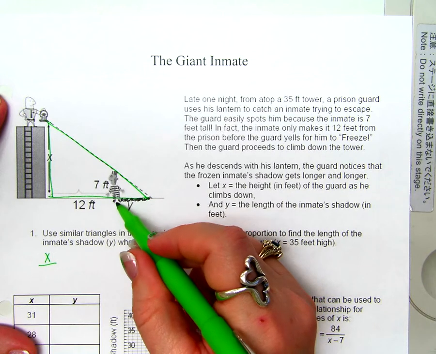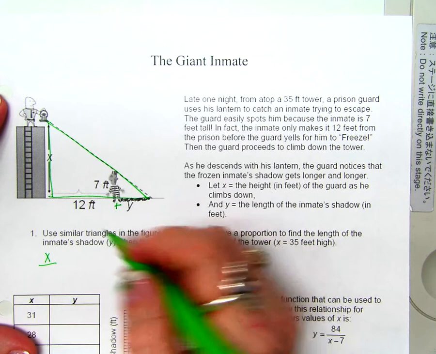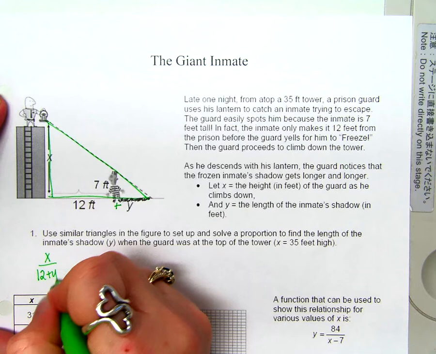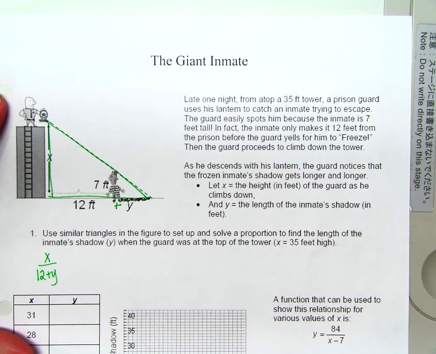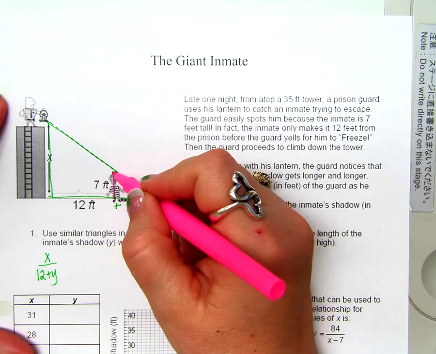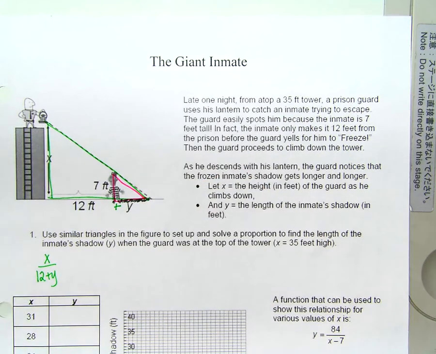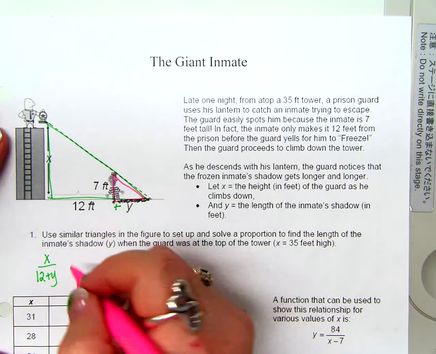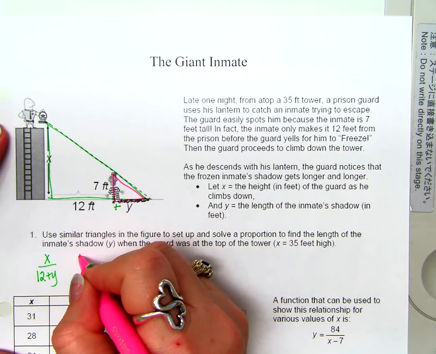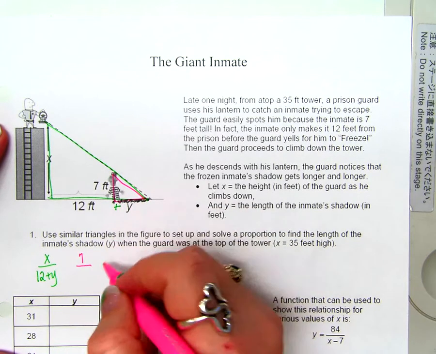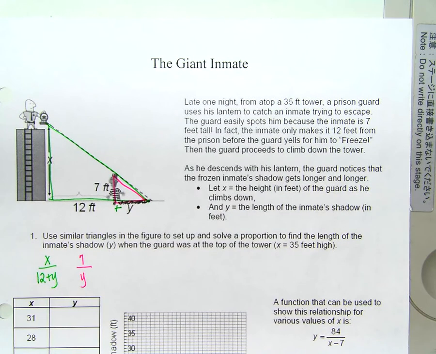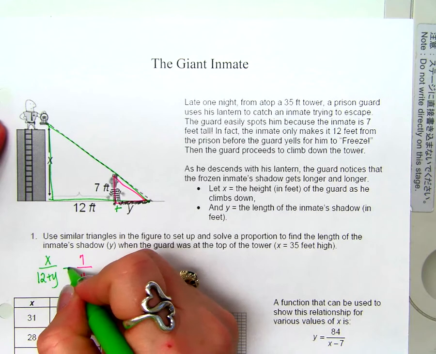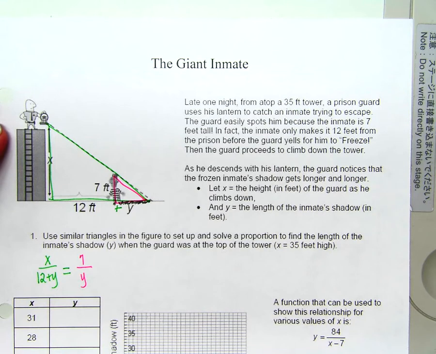12 plus Y? Yeah. So over 12 plus Y. And the other triangle I have is right here. Does that make sense? So the height of that triangle is 7, and the length right here is Y. Now if I'm setting up a proportion, what am I doing with those two fractions? Yeah, I'm setting them equal so that I can cross multiply. So when I cross multiply, what did I do?